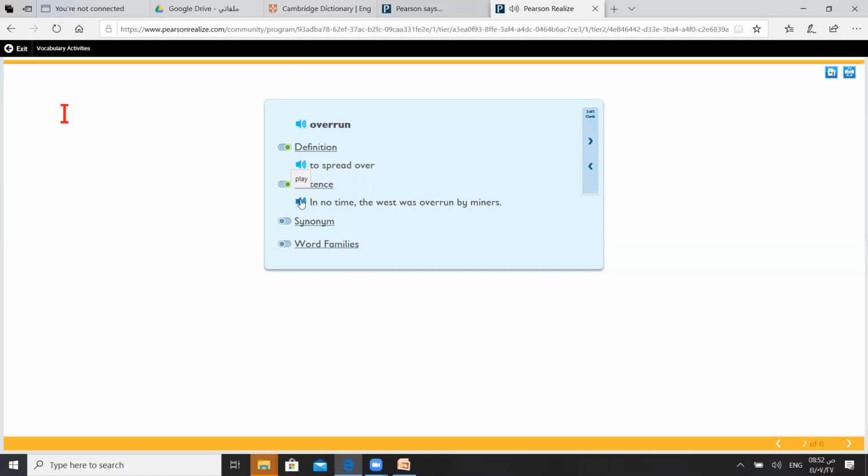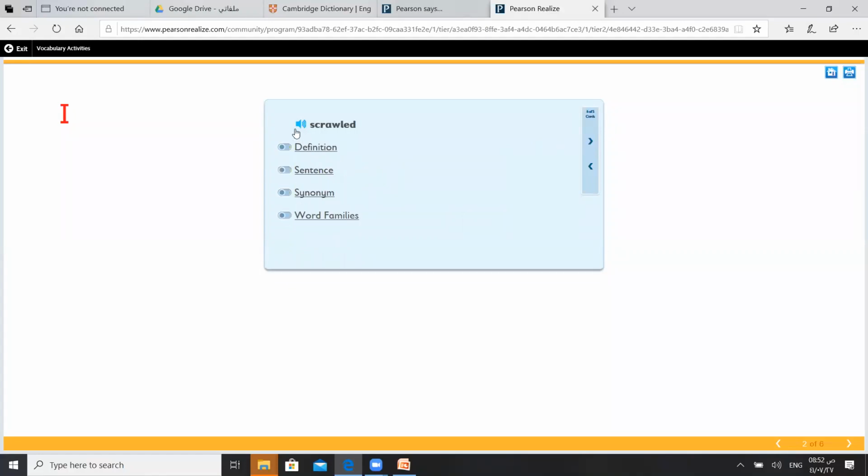Sentence: In no time, the West was overrun by miners. You will like this one: in no time, the coronavirus was overrun by countries, right? So this is the sentence about overrun. Again, overrun, to spread over. Synonym, swarmed. Swarmed also means to spread over.